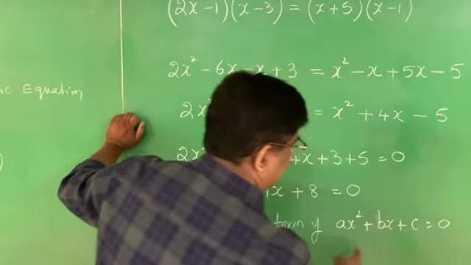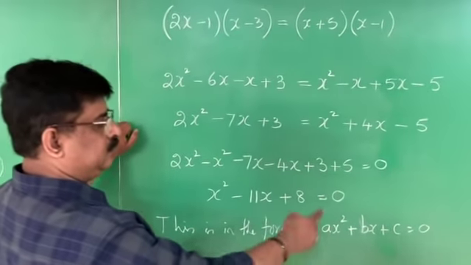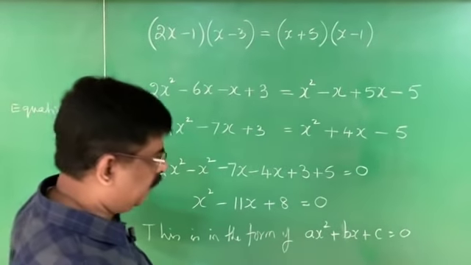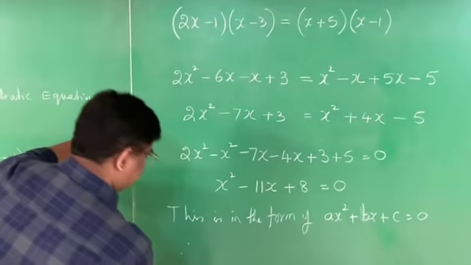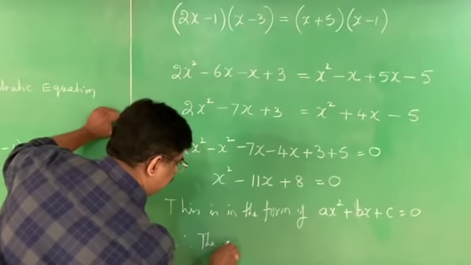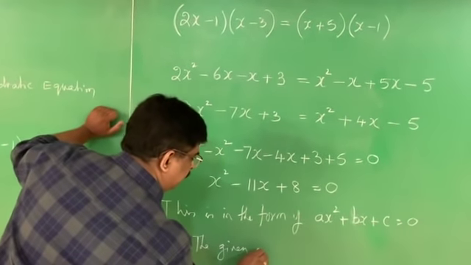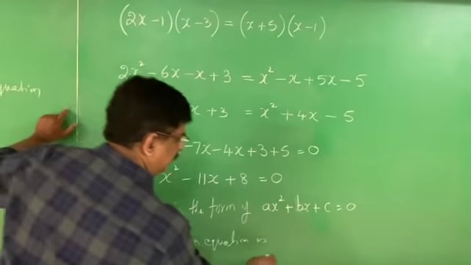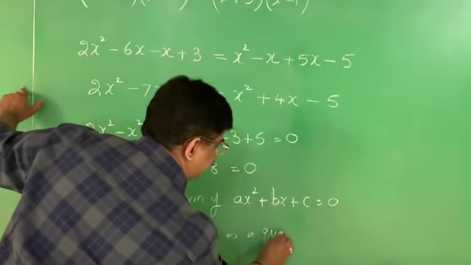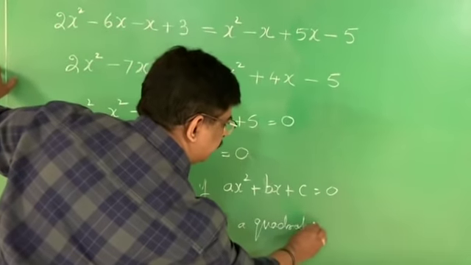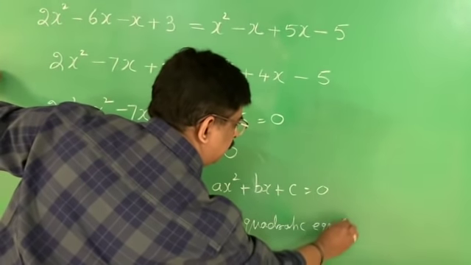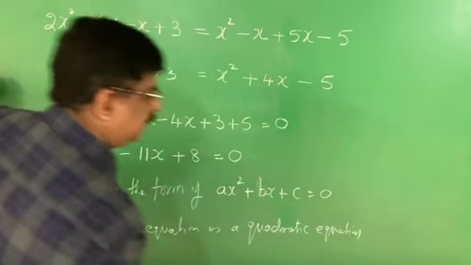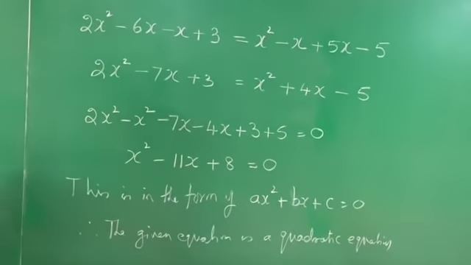What is this? ax square plus bx plus c is equal to 0 is the standard form of the quadratic equation. Therefore, the given equation is a quadratic equation.